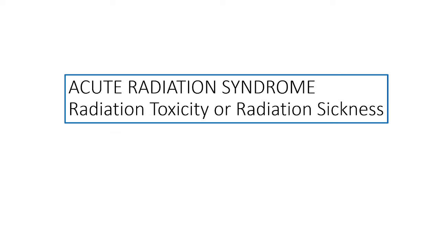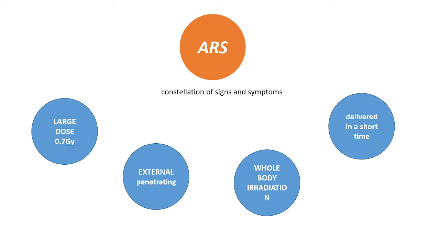Moving on to the main topic, which is the clinical signs and symptoms which appear on exposure to radiation. The first one is acute radiation syndrome, also known as radiation toxicity or radiation sickness. Acute radiation syndrome is basically a constellation of signs and symptoms which occur due to acute exposure of the whole body to a large dose of external penetrating radiation, which is usually more than 0.7 grays.